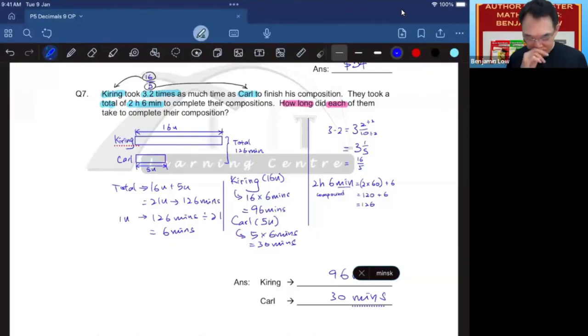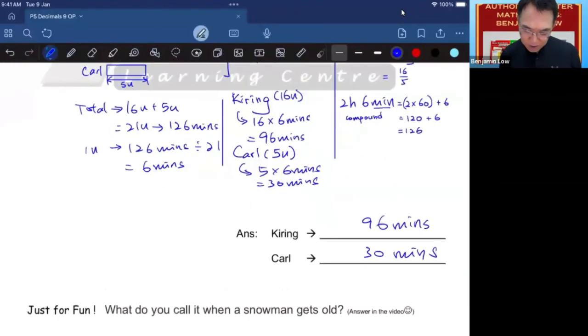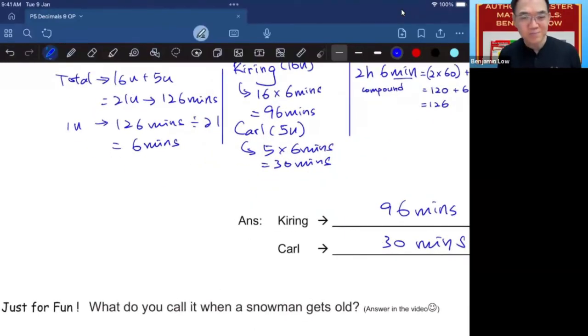Okay, so now below we have a question. The question is, what do you call it when a snowman gets old? What do you think? Have you gotten it? The answer is a puddle. A snowman becomes a puddle.